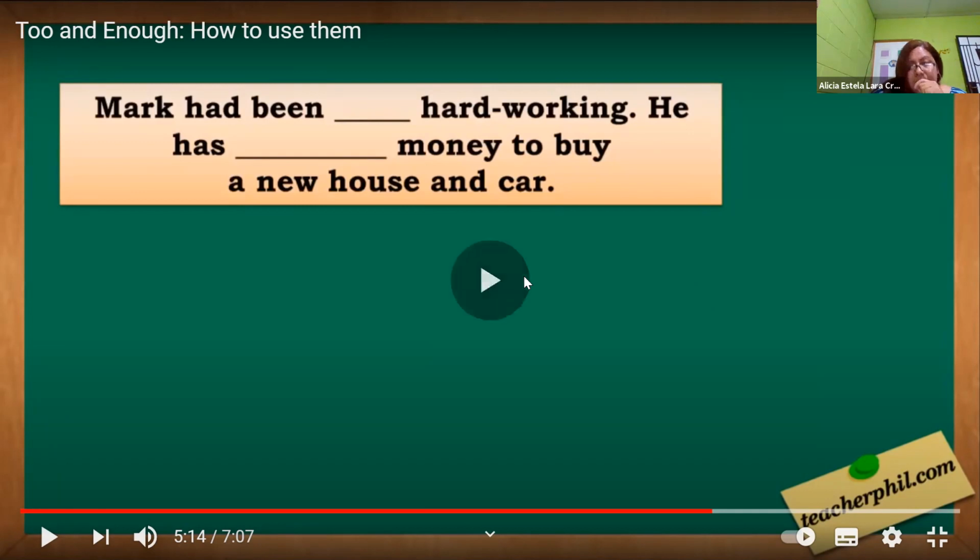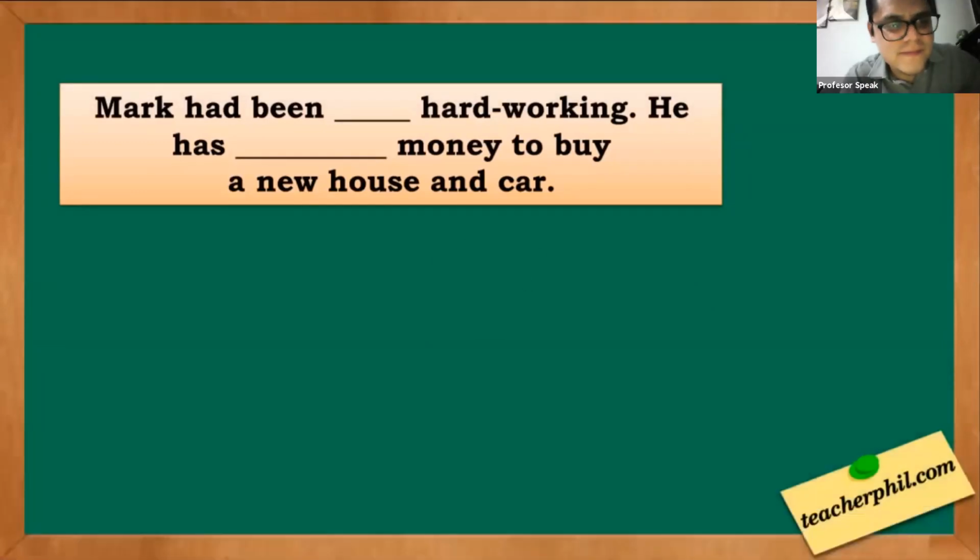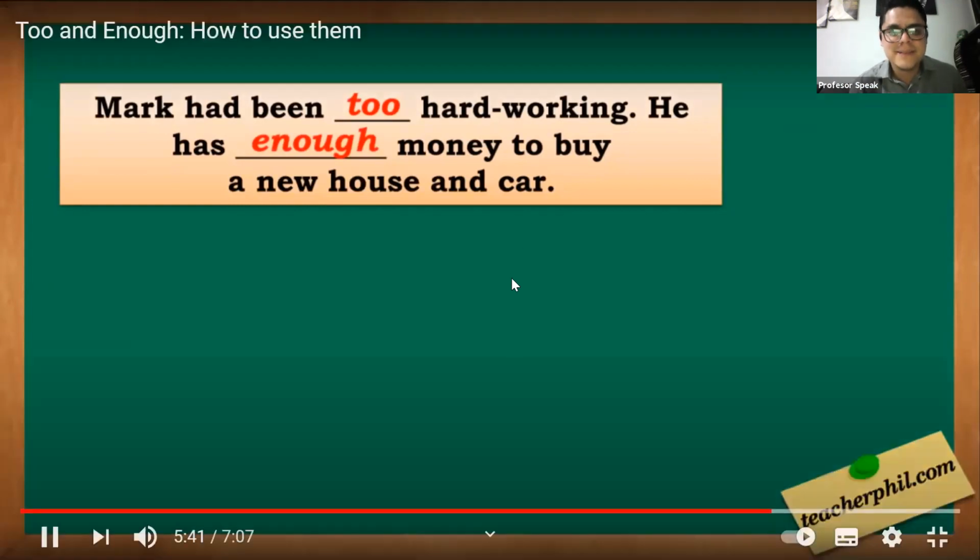Okay. Let's check it out. Mark has been blank hardworking. He has blank money to buy a new house and car. The correct answers are too and enough. Mark has been too hardworking. He has enough money to buy a new house and car.